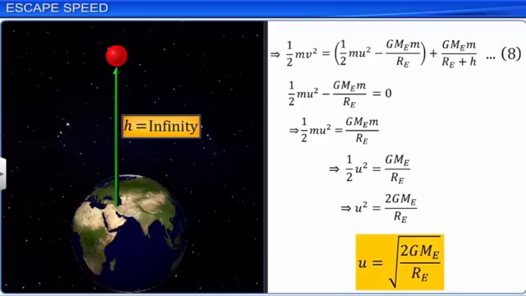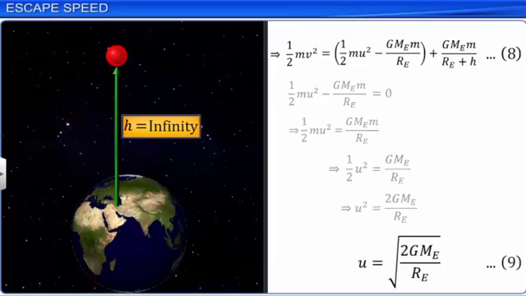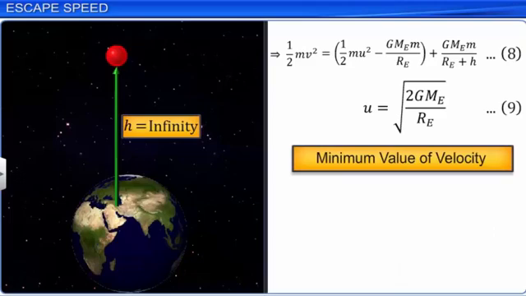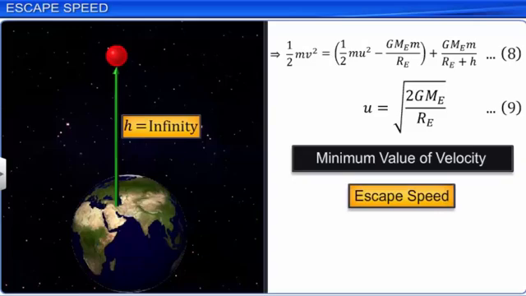If this was the minimum value of velocity of projection of a body vertically upwards, then the body would escape the Earth's gravitational field. Thus, equation 9 represents the expression for the escape speed of a body on the surface of the Earth. It is clear from the expression that the value of the escape speed of a body on a given planet does not depend on the mass of the body.